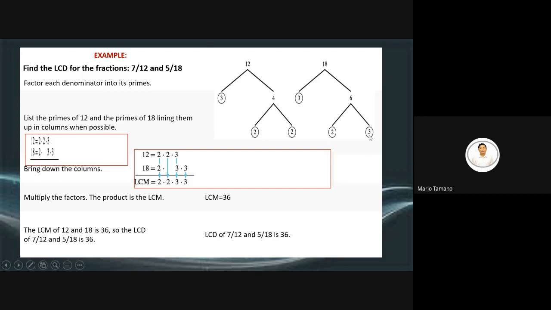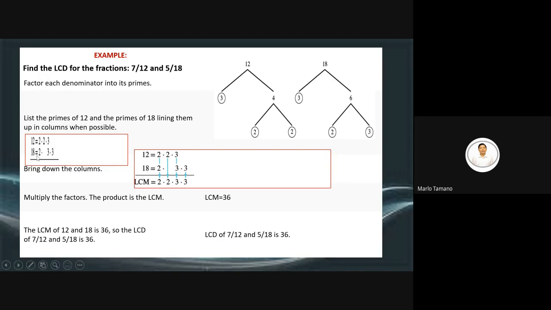Tama? Then, pagdating doon sa 18 naman, you will get its prime factors, 3 times 6. Then, we have 6, hindi pa po prime factors yun. Hindi pa prime yung number 6. So, all we have to do is get its prime factors. So, what are the prime factors of this 6? We have 2 and 3. Naintindihan? Then, that's the time you're going to write the prime factors at the left side.